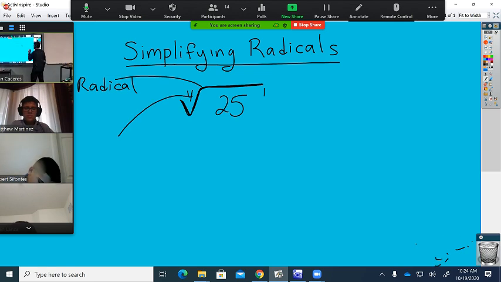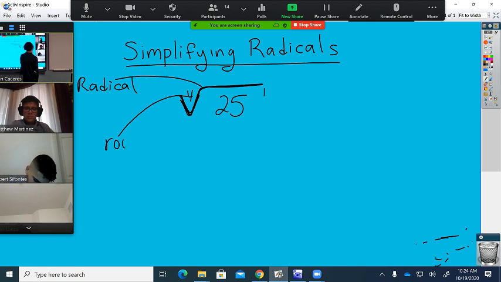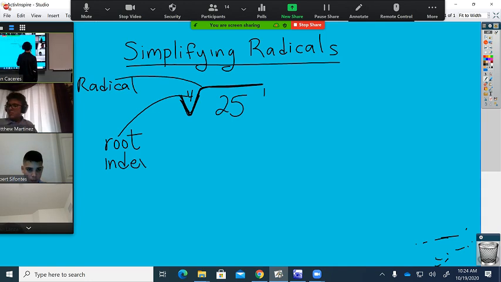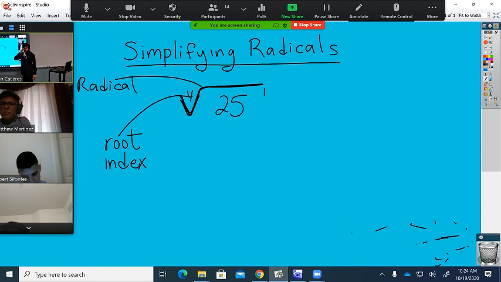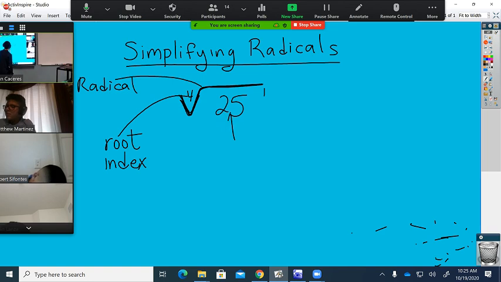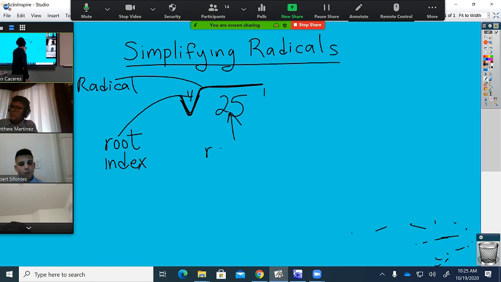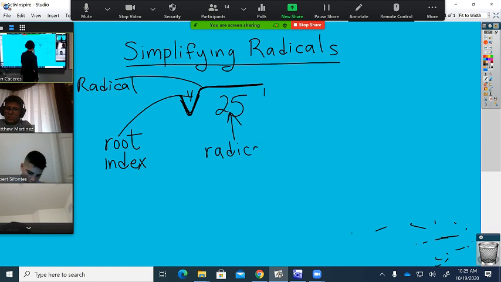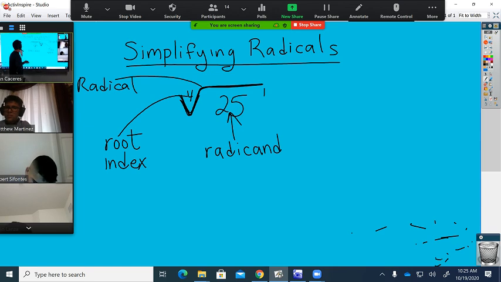Now, that number 4, whatever number goes in this little spot, and it's a little number, is called the root. Another word for root is index. So that can be called the index or the root. Fourth root, fourth index. Now the number inside of the radical is called the radicand. And then this one you're all familiar with. This is an exponent.